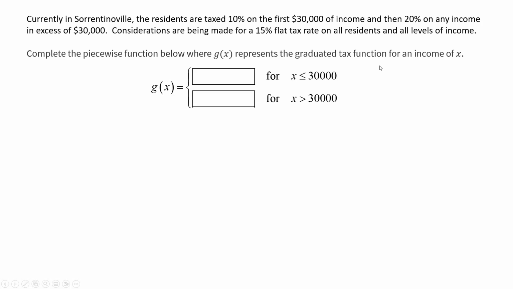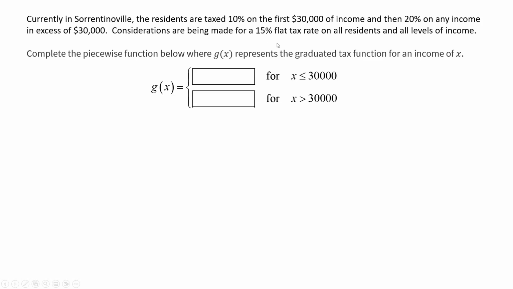You have a graduated tax function, which basically works as you're getting 10% on the first $30,000 of income and then 20% on any income in excess of 30,000. So you're going to spend this 10% regardless, and then it's only 20% on anything over that. So if it's 35,000, it's 10% on the first 30,000 and 20% on the 5,000 that's after that. That's what they're telling us here.